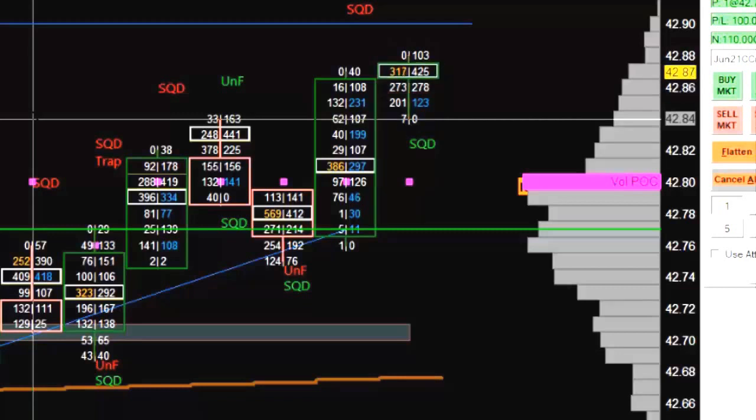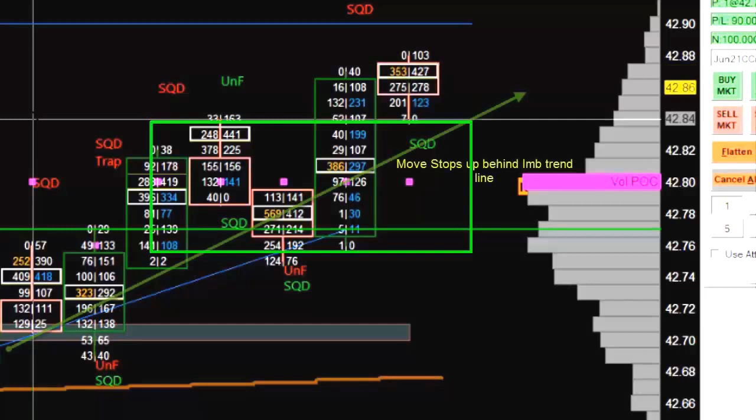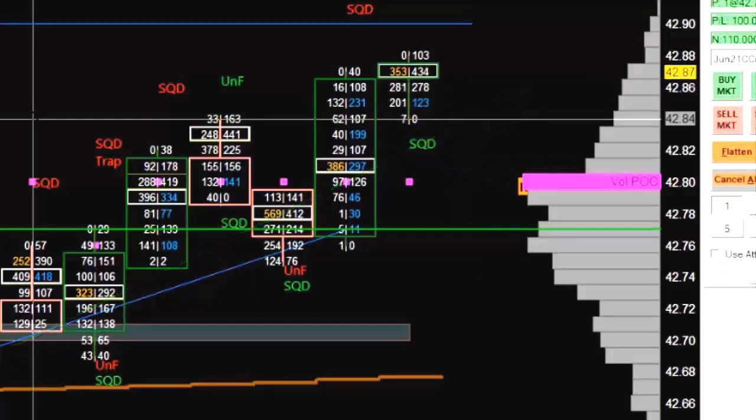This is also very constructive here, the build of the buyers at and above the volume point of control. That's going to tell you who's going to be in control for most of the day. If we're going to trade this and scalp this, we're going to wait for another pullback back into this volume point of control area, and we will be looking for longs again.